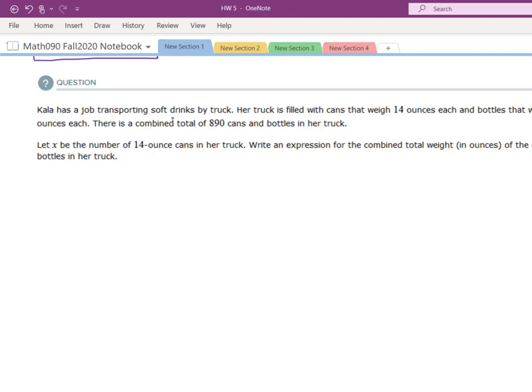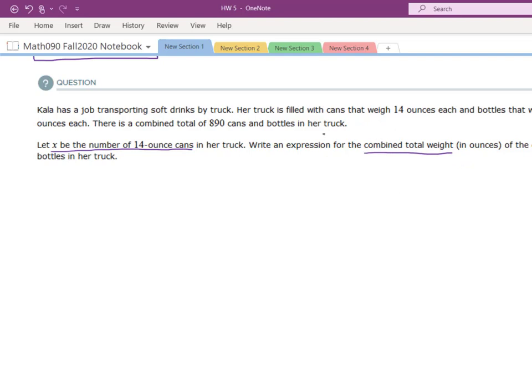Kayla has a job transporting soft drinks by truck. Her truck is filled with cans that weigh 14 ounces each and bottles that weigh 70 ounces each. There's a combined total of 890 cans and bottles in her truck. Let X be the number of 14-ounce cans in her truck. Write an expression for the combined total weight in ounces of the cans and bottles in her truck.